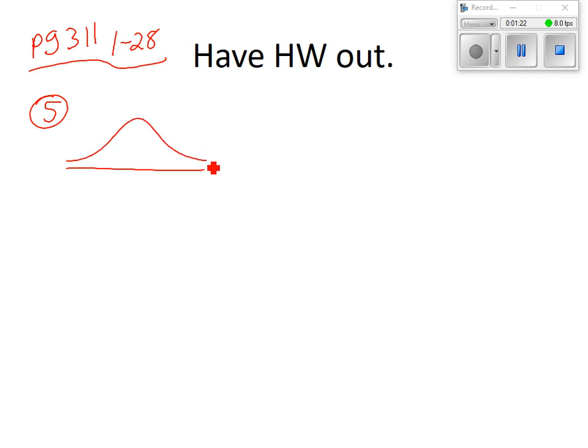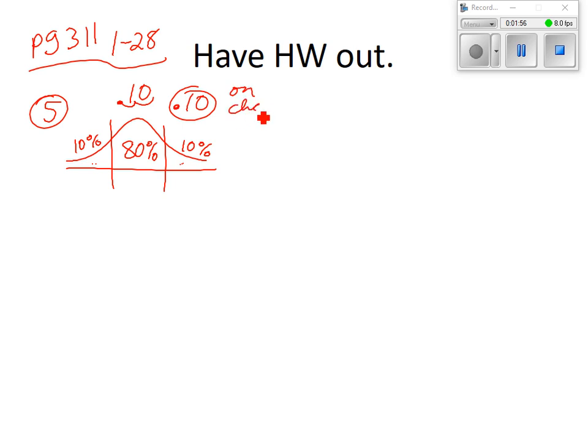So if this is my curve, with these critical values, if it's 80%, that means we want 80% to fall in here. Well, if 80% falls in there, what percentage is in each of these tails? 10%. We want to change that 10% into a decimal, which is just 0.10, and we look up that number on the standard normal chart.